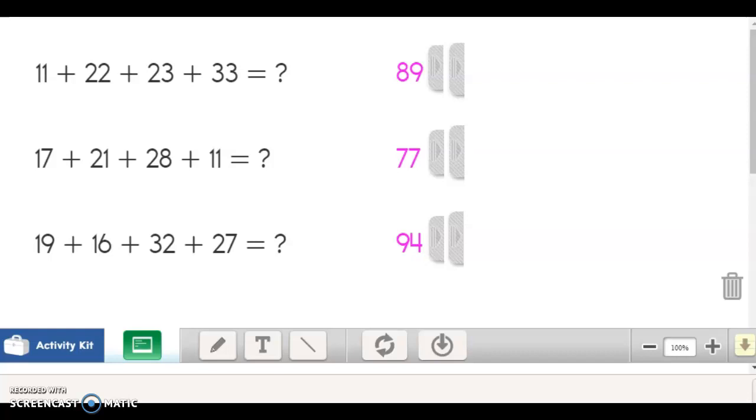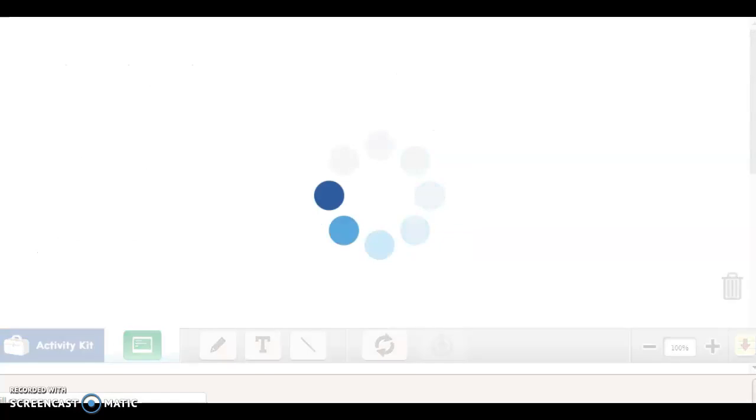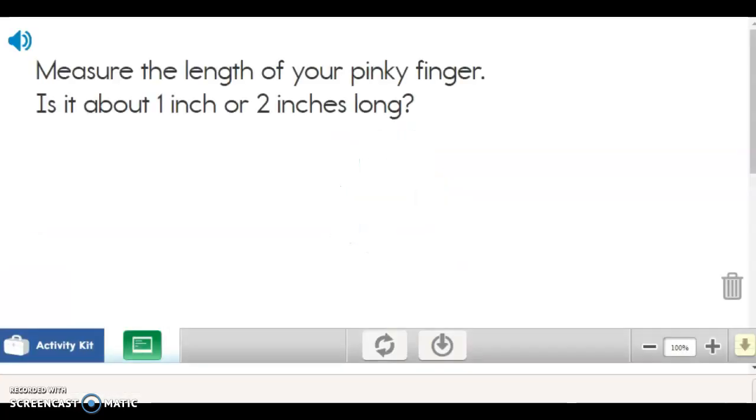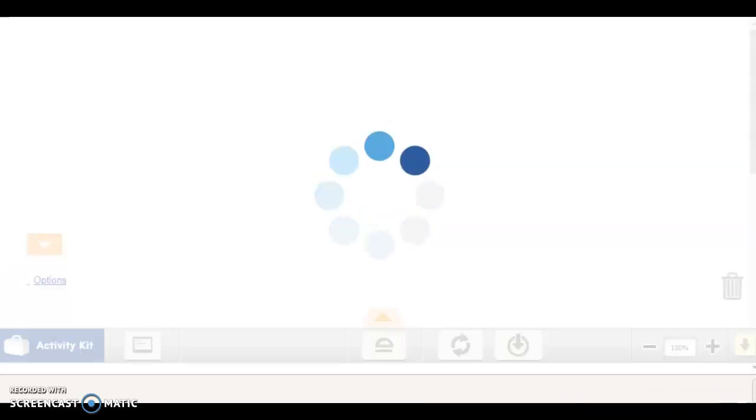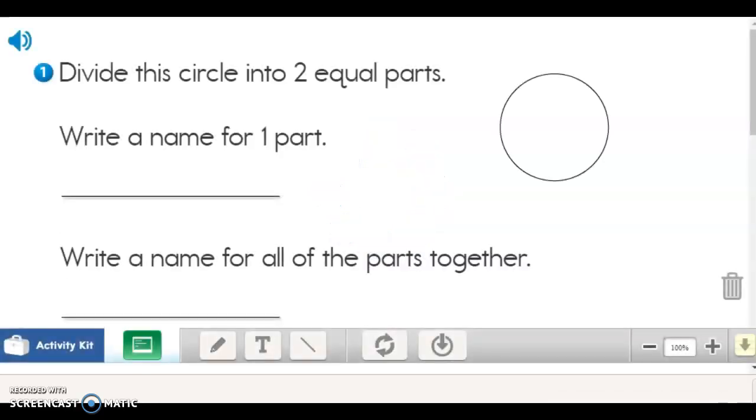Now, friends, we are going to go to Math Journal, page 228. 228 in your math journal. Here we are. This question says, divide this circle into 2 equal parts.